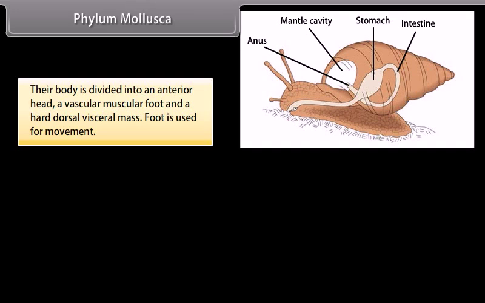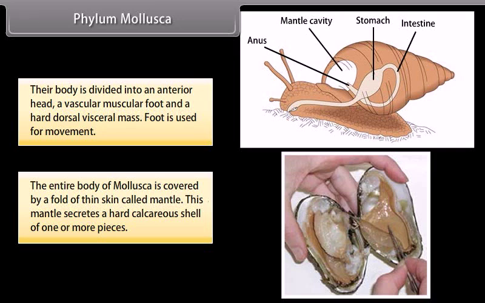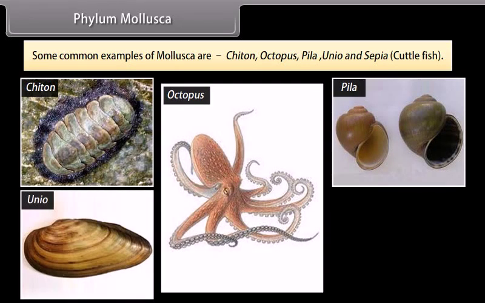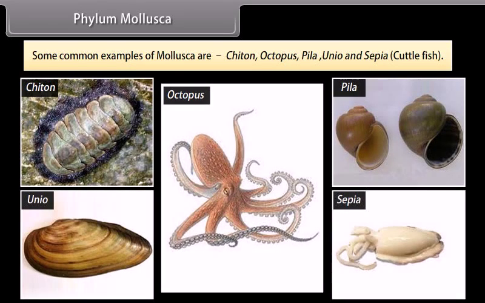The foot is used for movement. The entire body of Mollusca is covered by a fold of thin skin called the mantle. This mantle secretes a hard calcareous shell of one or more pieces. Some common examples of Mollusca are chiton, octopus, Pila, Unio, and Sepia, cuttlefish.